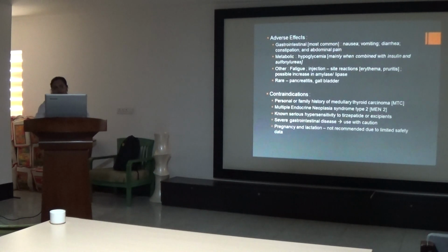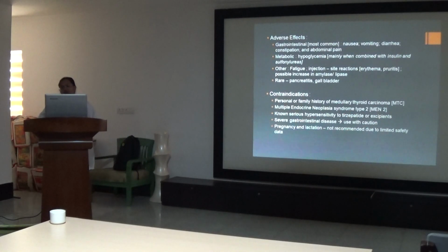The adverse effects: gastric are the most common: nausea, vomiting, diarrhea, constipation, abdominal pain. Among metabolic adverse effects, the most common is hypoglycemia when combined with insulin and metformin. Others are injection related and very rare is pancreatitis and gallbladder disease.